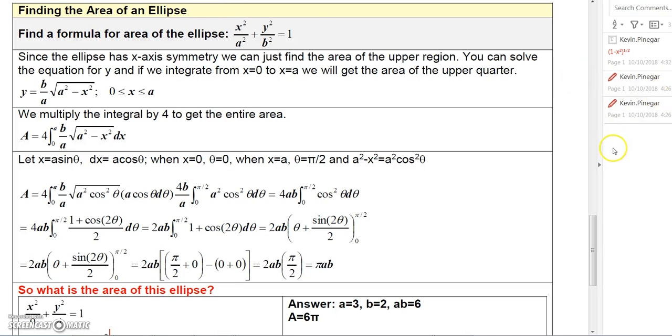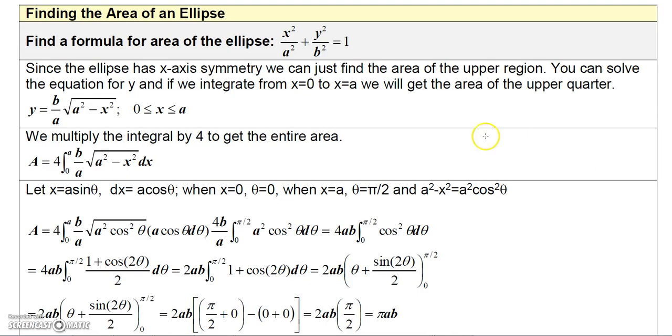Okay, let us find the area of an ellipse here. Let's see. So an ellipse, we're going to assume that our ellipse is centered at the origin. So that would give us the formula x squared over a squared plus y squared over b squared equals 1. Okay, now the ellipse has symmetry, so we'll just find the area of the upper region.